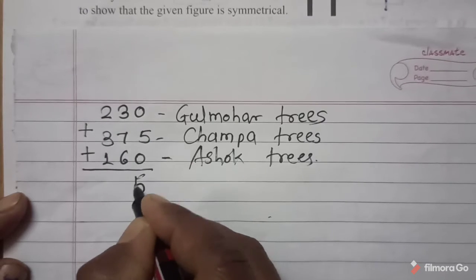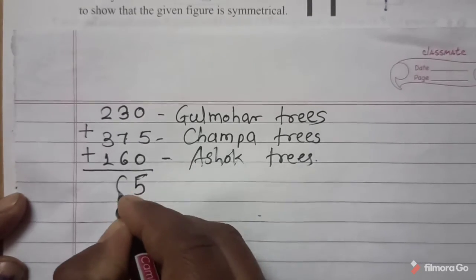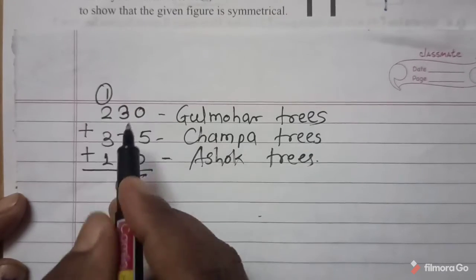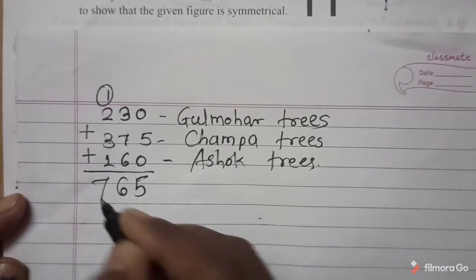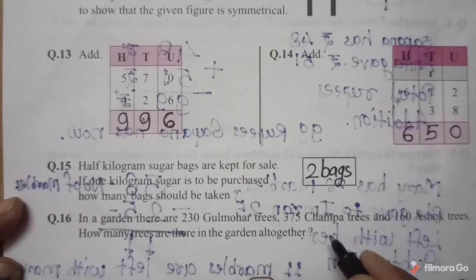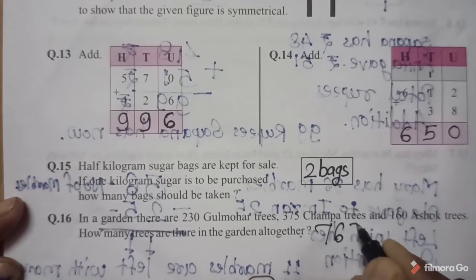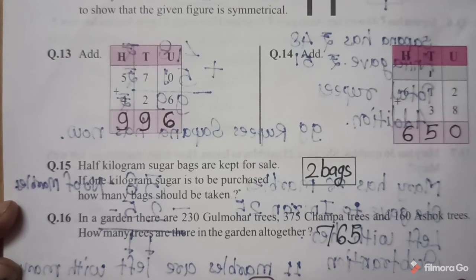See, here is the 5. 7 plus 3, 10. 10 plus 6, 16. 1 is carried over. Then 2 plus 3, 5. 5 plus 1, 6. 6 plus 1, 7. Means that 765. 765 total trees are there in the garden altogether. Okay.